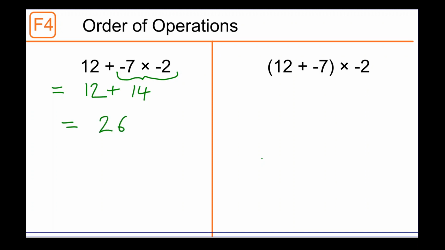What's different on the right-hand side is these brackets. And brackets take the highest priority, so I have to do that first. So this is equal to 12 plus negative 7, which is 5, times negative 2, which is negative 10.